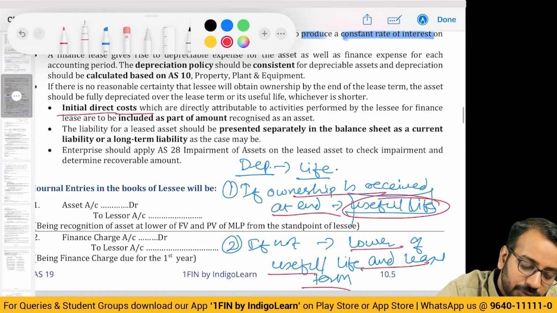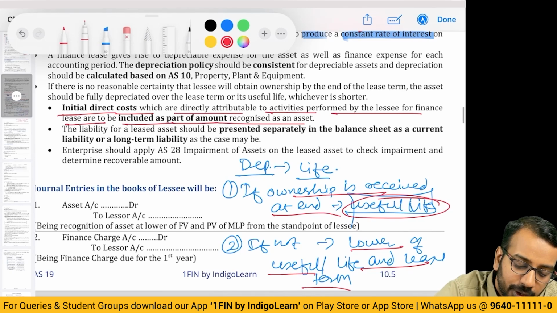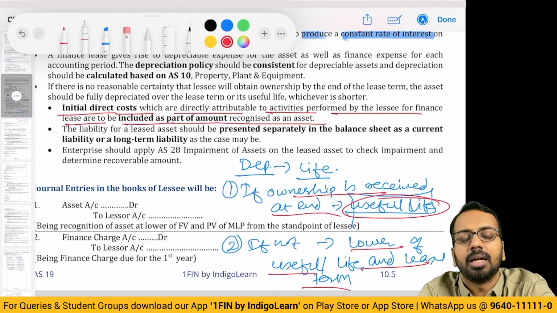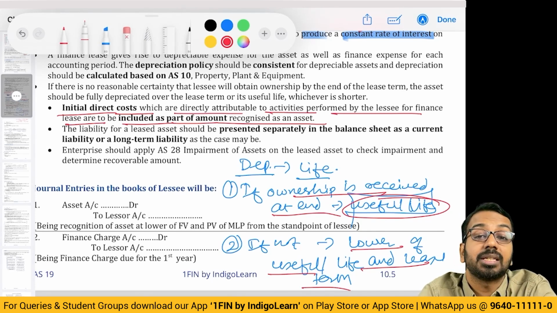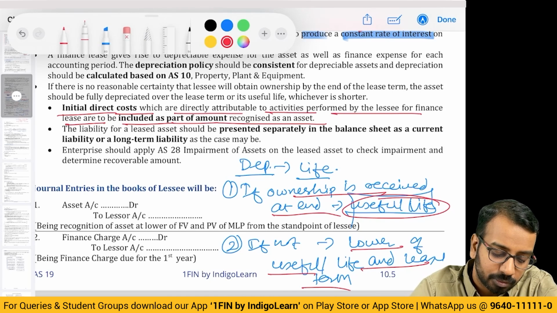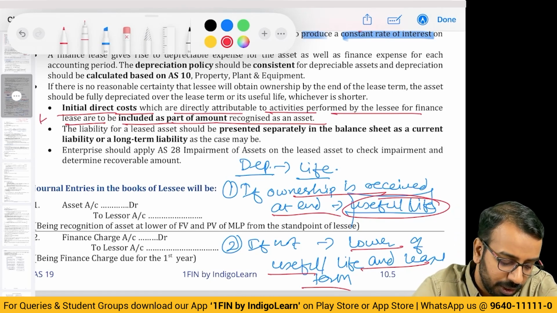Any initial direct costs which are attributable to the activities performed by the lessee for the finance lease are included as part of amount to be recognized as an asset. Initial direct cost, for example, you have to pay stamp duty for registration, you have to pay some legal fees, some consultancy fees, anything which is attributable to the finance lease asset, you will include.